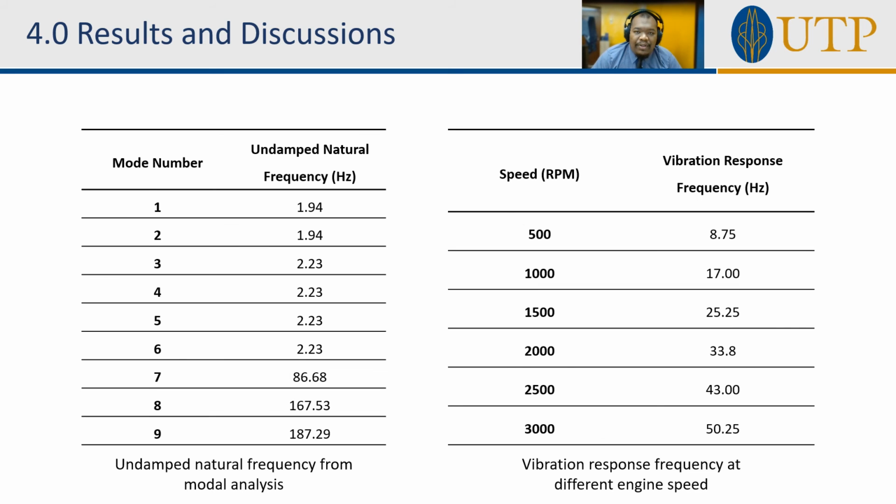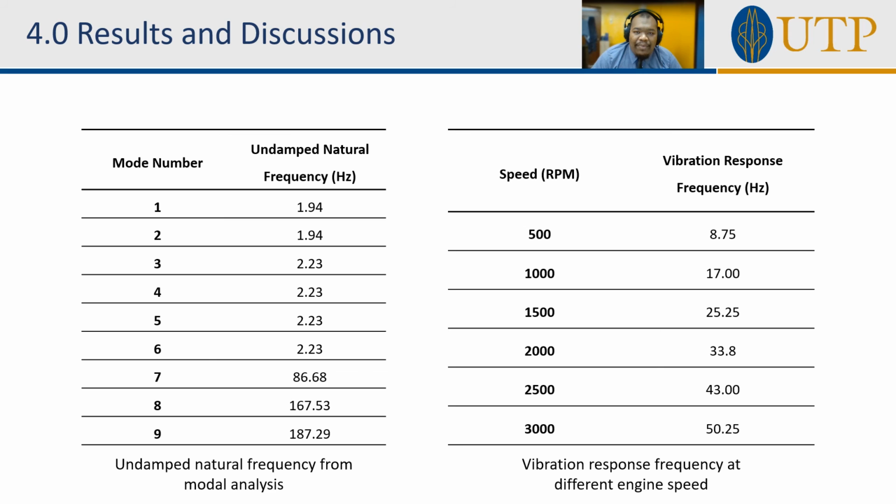As the table shows, the engine has a natural frequency between 1.94 to 2.23 Hz for mode shapes 1 to 6. This is very low for this engine, and since it does not affect resonance, they are not the focus for this project. For mode shapes 7, 8 and 9, the natural frequencies are 86.63, 167.53 and 187.29 Hz respectively. These are the three frequencies that will be the focus for this project.